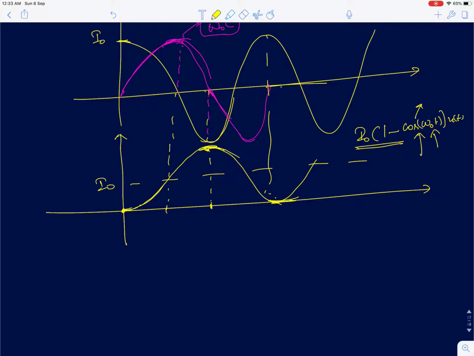We have just drawn the equations. We have just drawn what we got, what we obtained by using Laplace analysis. Now we'll try to explain intuitively why these waveforms are intuitively correct.